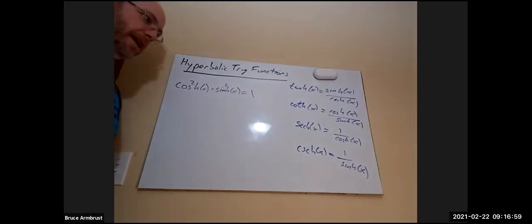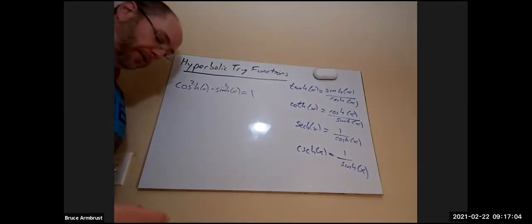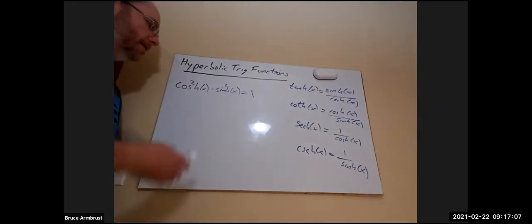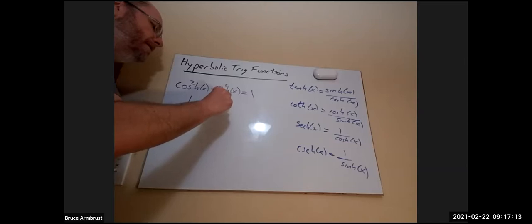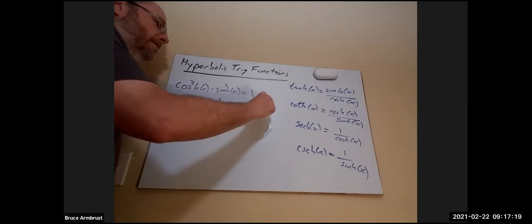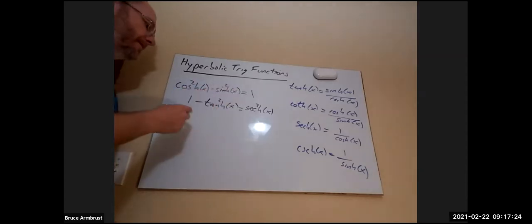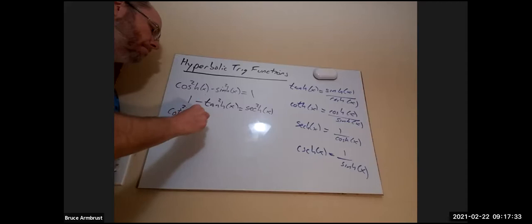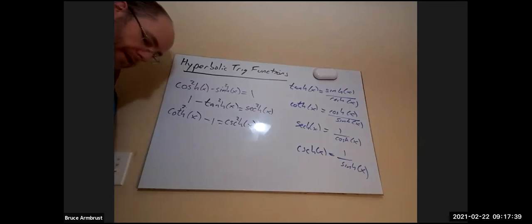You can develop the others by doing the same kind of trick that we did before of dividing by sinh squared or dividing by cosh squared. Like if you divide everything here by cosh squared, you're going to get 1 minus tanh squared equals sech squared. And similarly, if you divide everything by sinh squared, you get coth squared x minus 1 equals cosech squared x.